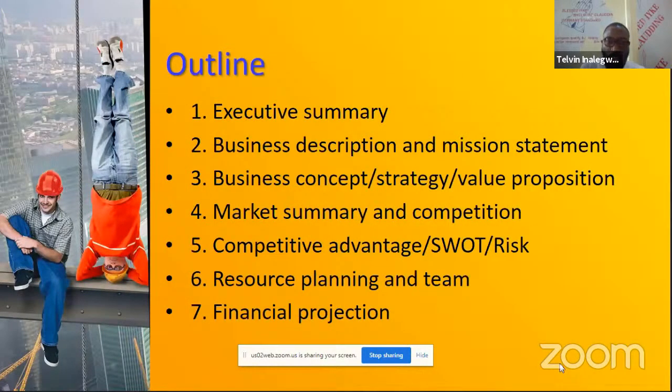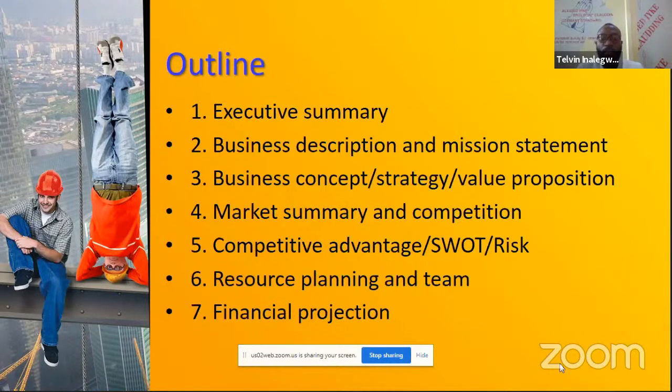One is your executive summary. Executive summary usually comes last. When you have written your business description, your mission statement, your business concept, strategy and value proposition, market summary and competition, your competitive advantage, your SWOT, your risk, resource planning and team, your financial projection, then you come to your executive summary and you put all the summaries.